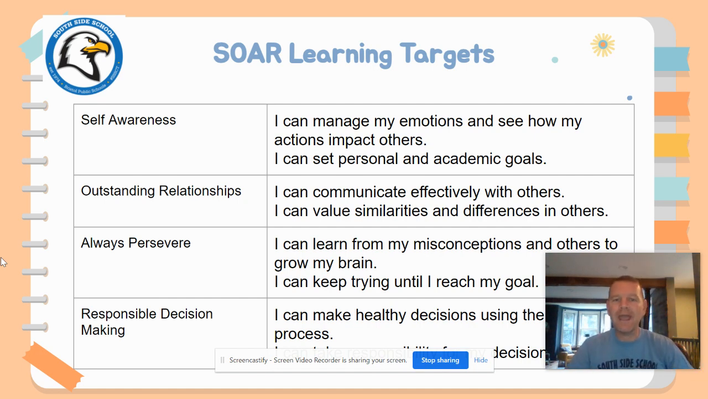If you didn't know, every morning all of our classes have a morning meeting, which we call our crew time. This is the time when we teach self-regulation and our emotional behaviors and characteristics, such as being self-aware, developing outstanding relationships, learning to always persevere, and being able to make responsible decisions. These skills in our 8 SOAR learning targets are just as important as learning how to read, write, and understand and solve math problems. So today we're going to talk about self-awareness and learning how I can manage my emotions and see how my actions impact others.